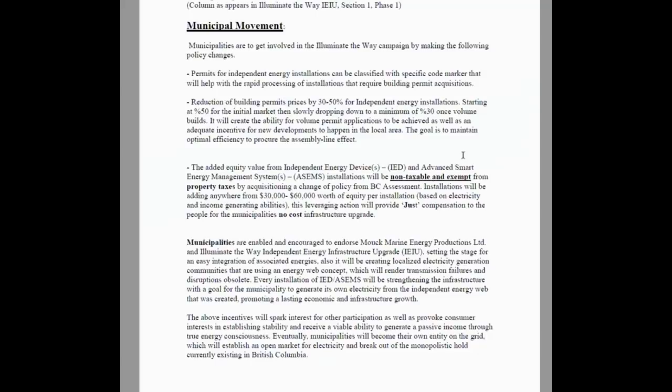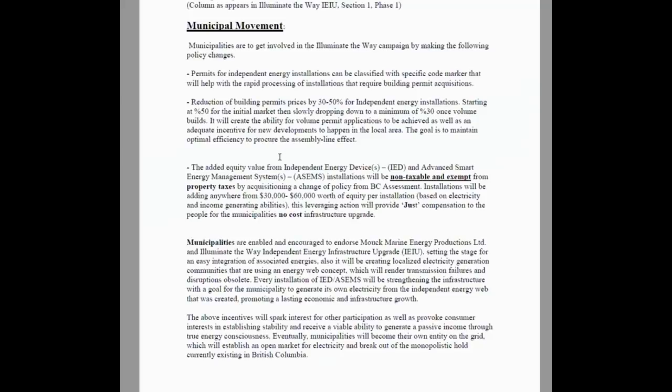The goal is to maintain the optimal efficiency to procure the assembly line effect. Now that helps out with providing the demand needed for the assembly line. Of course, when you look at total accessible market, it's pretty much 100% with independent energy, because everybody needs it. That's the thing.